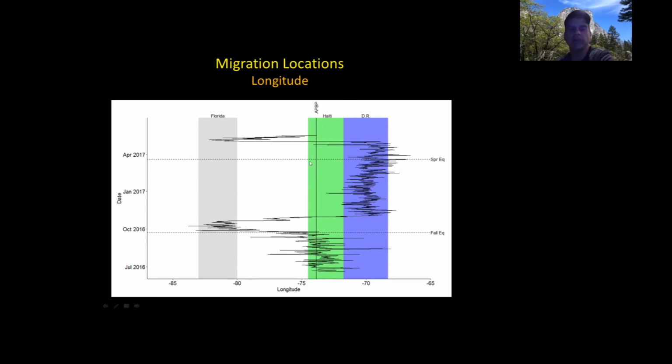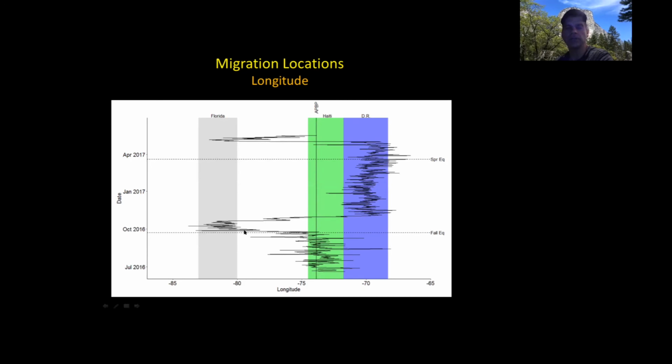These shaded areas represent the longitudinal bands associated with Florida, Haiti, and the Dominican Republic. The solid black vertical line is the longitude of the Pine Bush. Time advances here from bottom to top. Sorry, so we'll start down here in July 2016. You can see that we're in the longitudinal band consistent with the Pine Bush. And then starting around October, you can see the longitude shifts east into the longitudinal band that's consistent with Florida.